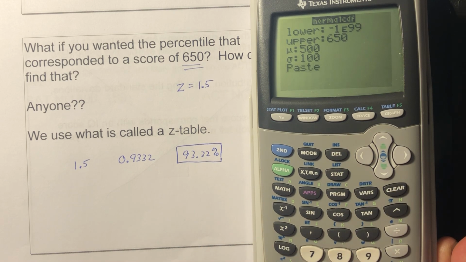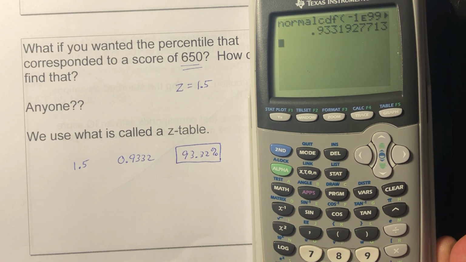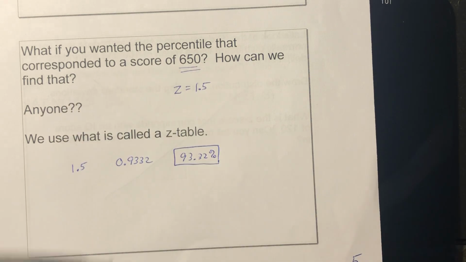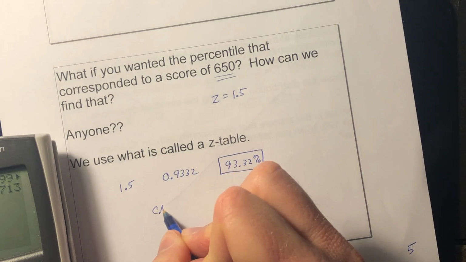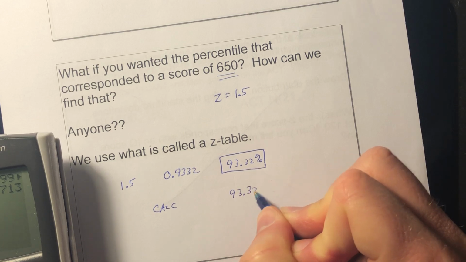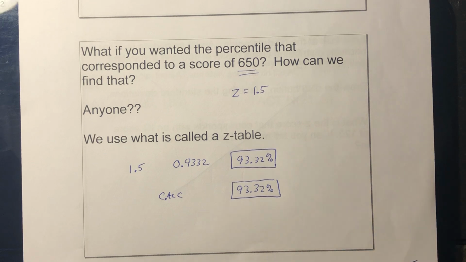Okay. So you're going to go down. It's going to say the word paste. So you just hit enter and then enter again. There you have it, 0.9332. So from the calculator, from our friend Ralph, we get 93.32% as well.